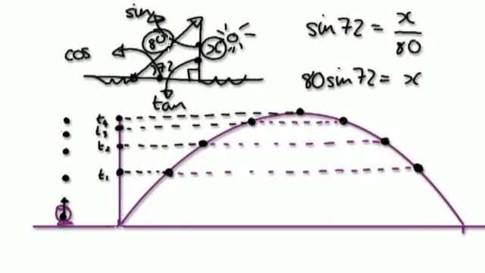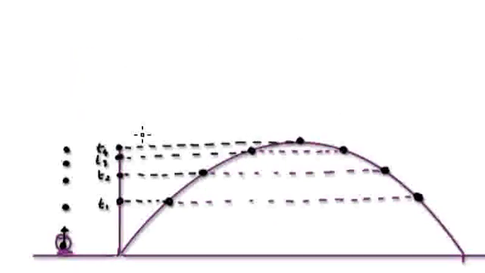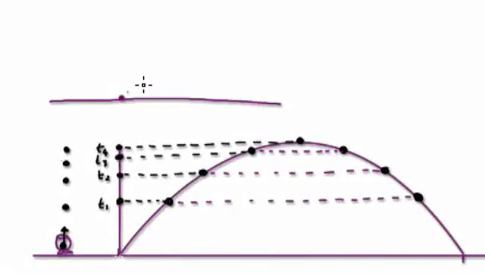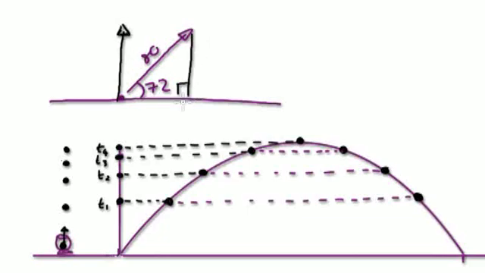So the vertical component here will be 80 sine 72. Okay, so hang on, let me do this again. When you are firing a cannonball at 80, this is 80 here, at an angle of 72 here, break it up into its vertical component. You would imagine this right angle triangle here. This vertical component would be 80 sine 72.